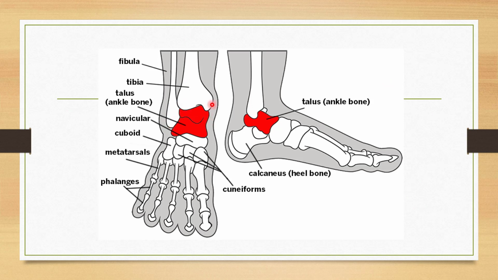See here, it is obvious in this diagram. This is the medial surface of talus and this is the lateral surface of talus. Medial surface of talus is articulating with the medial malleolus of the tibia, and lateral surface of the talus is articulating with the lateral malleolus of the fibula.